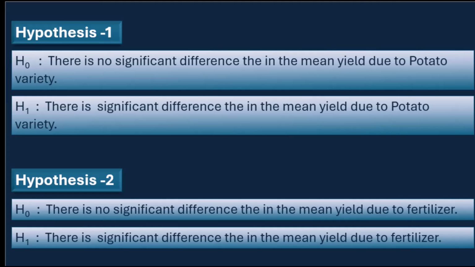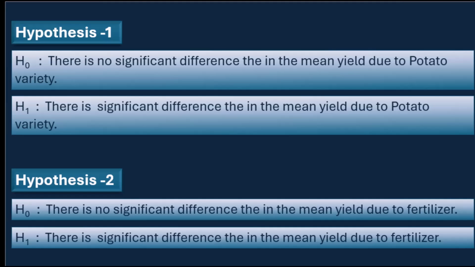Hypothesis 1. Null hypothesis. There is no significant difference in the mean yield due to potato variety. Alternate hypothesis. There is significant difference in the mean yield due to potato variety. Hypothesis 2. Null hypothesis. There is no significant difference in the mean yield due to fertilizer. Alternate hypothesis. There is significant difference in the mean yield due to fertilizer.